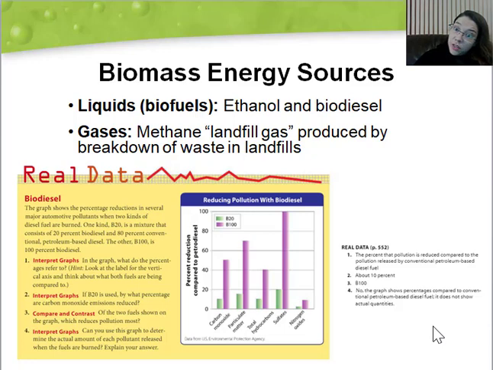So the percent reduction compared to petrodiesel. Our graph is showing us only biodiesel. So we have the percent that pollution is reduced compared to the pollution released by conventional petroleum-based diesel fuel. Number two, interpret graphs. If B20 is used, by what percentage are carbon monoxide emissions reduced?